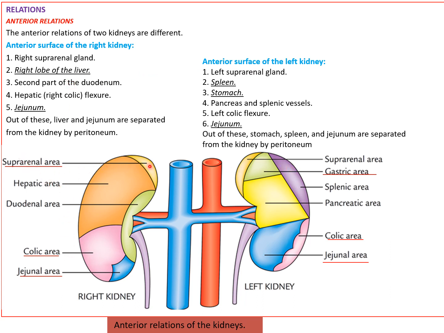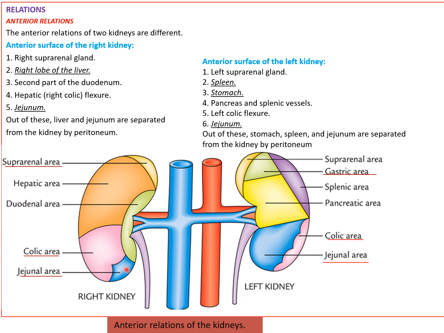that the upper pole of the right kidney and that of the left kidney is related to the suprarenal gland. So this is the suprarenal gland related area, so called the suprarenal area. Then comes the area of the right kidney and the left kidney which is related to the colon. Here the hepatic or right flexure of the colon, and here is the left or splenic flexure of the colon.